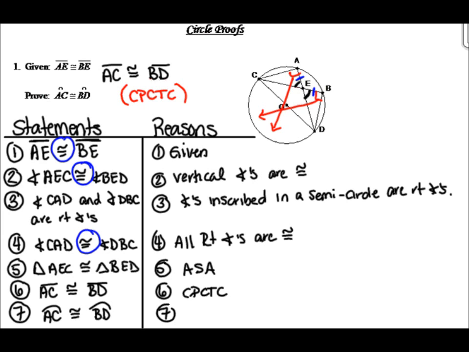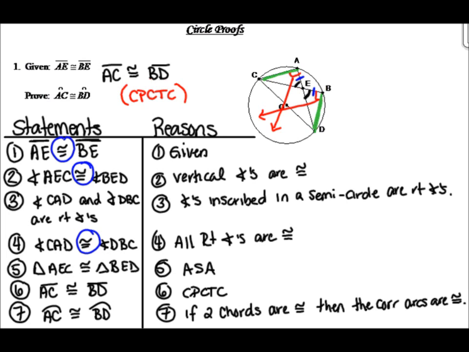And that's a new reason. That reason says if two chords are congruent, then the corresponding arcs are congruent. So that's if two chords are congruent, then their corresponding arcs are congruent. So if you know the chords are congruent, their arcs become congruent as well.